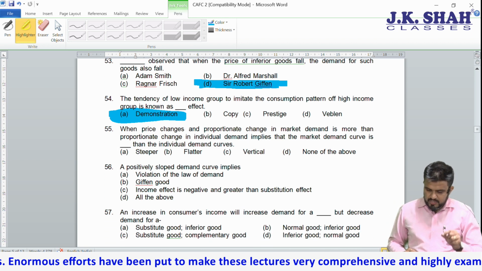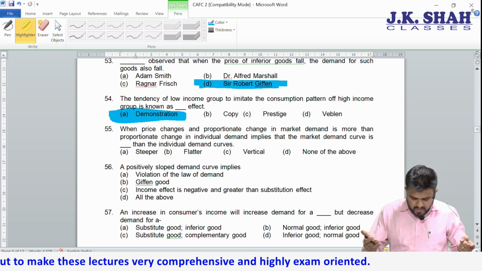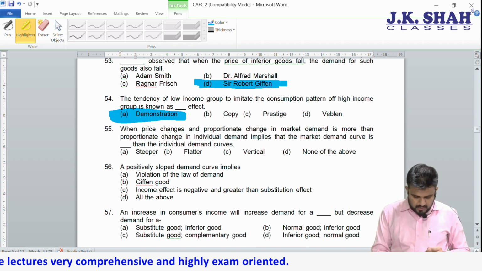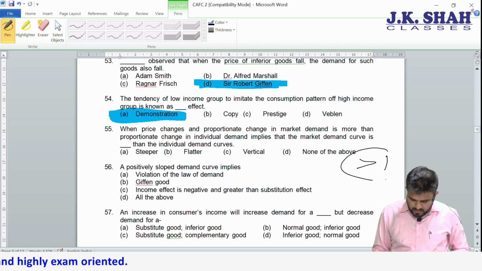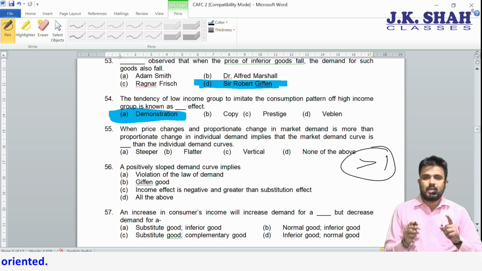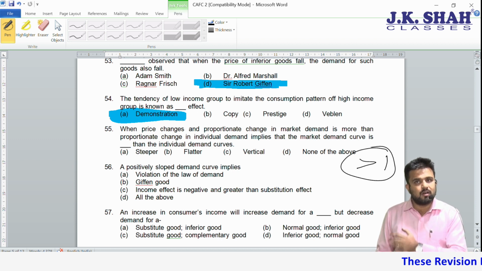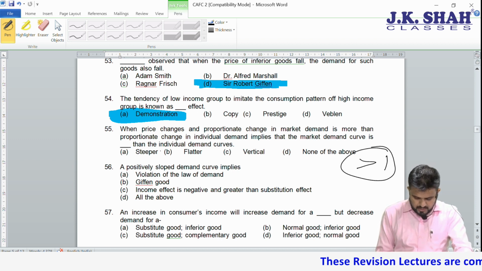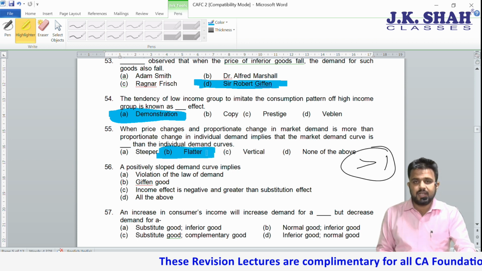Coming to 55. When the price changes and proportionate change in market demand is more than proportionate change in individual demand. See students, they are talking about greater than 1, and greater than 1 has which type of curve? Downward sloping flatter curve. So the correct answer is option B, relatively elastic.